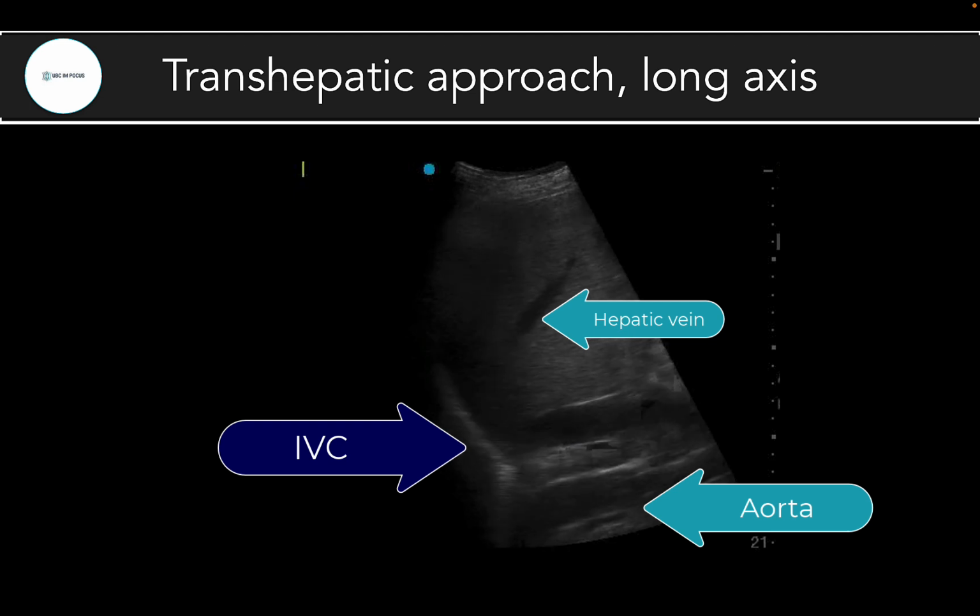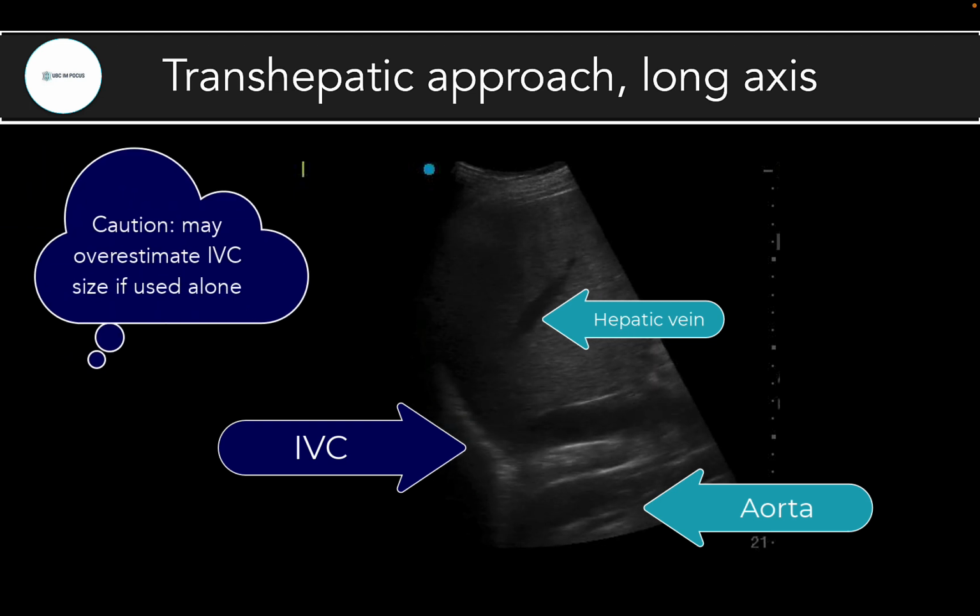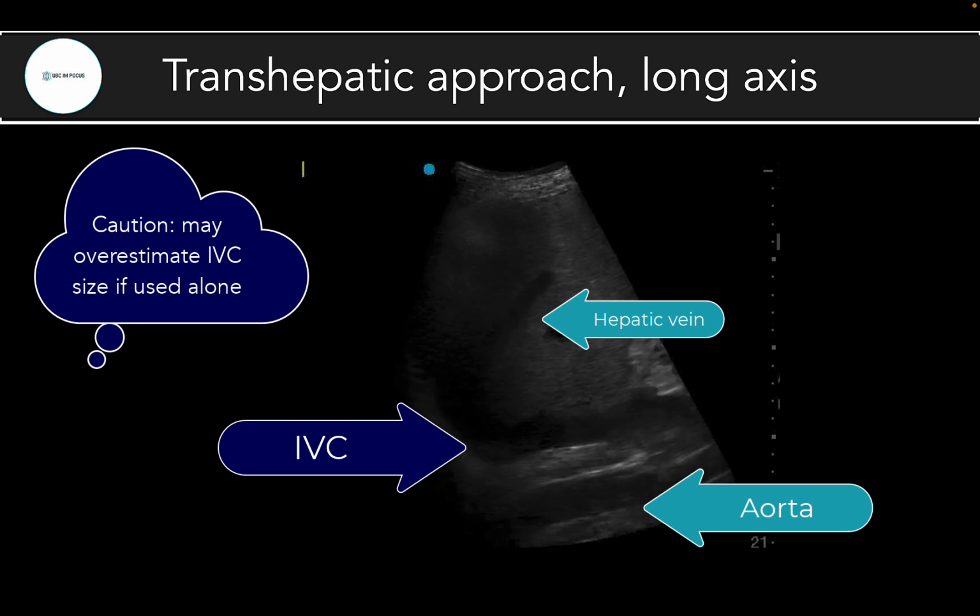when it comes to data like diameter, which we'll talk about in a second. However, we know that most IVCs, which are elliptical in nature, are larger in AP diameter than they are in width. So if we only look at a transhepatic long axis view, we can actually overestimate size. So that's not to say that this approach isn't helpful, but if you're using this approach, it's extra important to try to get a short axis view to corroborate your findings.